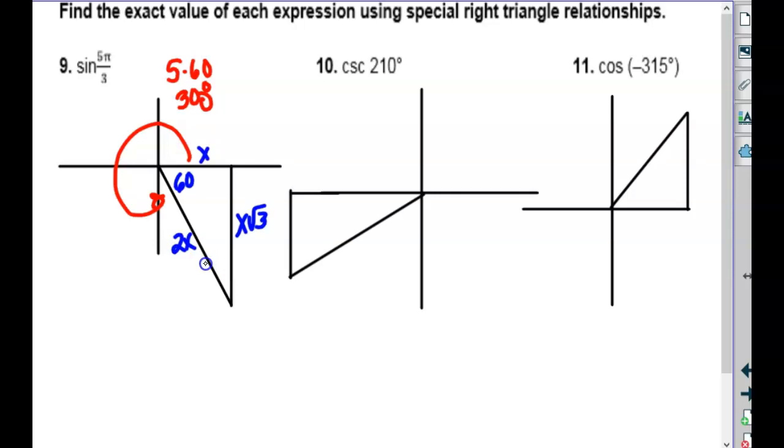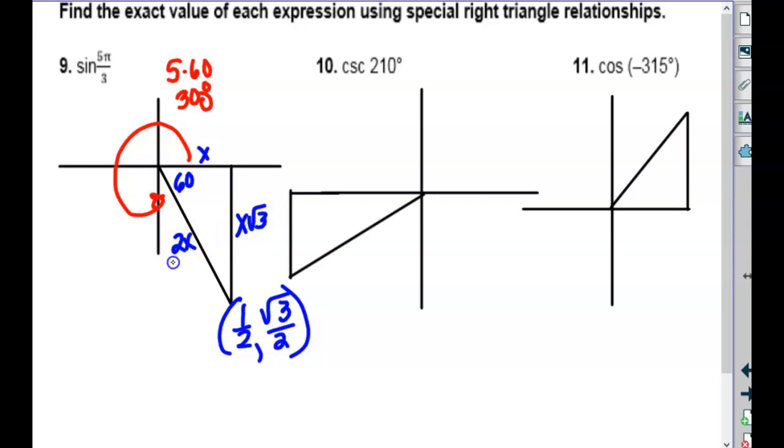I don't know that any of you want to use that. You want to use the unit circle stuff? It went over 1/2, but down square root of 3 over 2. It's going to be the same thing. If you did sine, opposite over hypotenuse, you put x square root of 3 over 2x. You'd still get square root of 3 over 2.